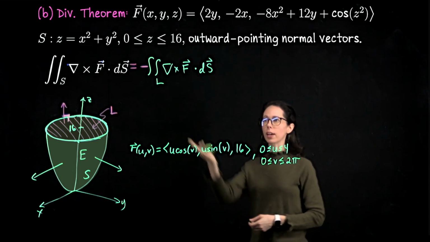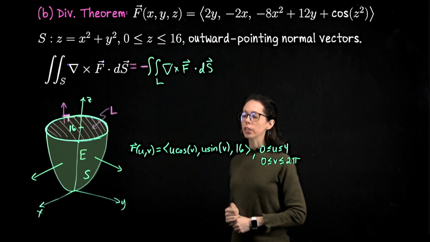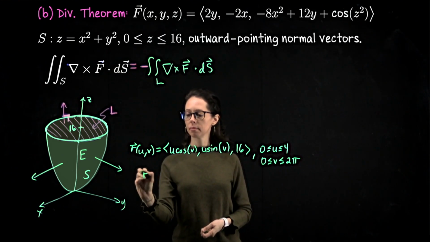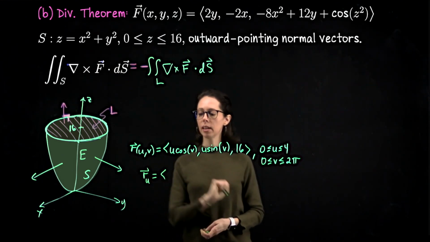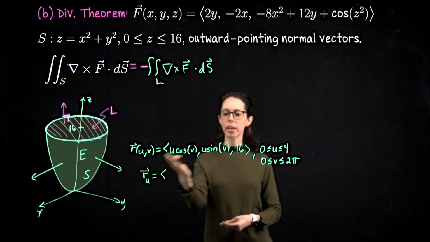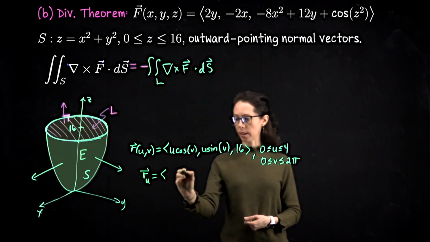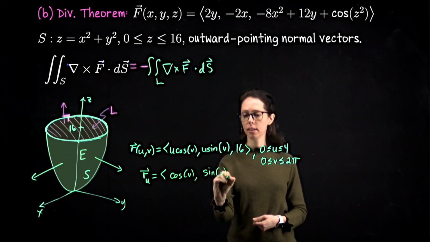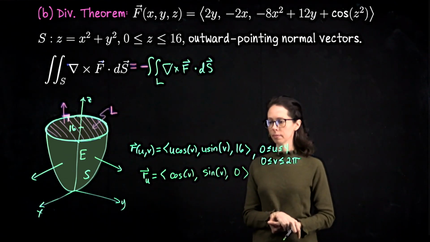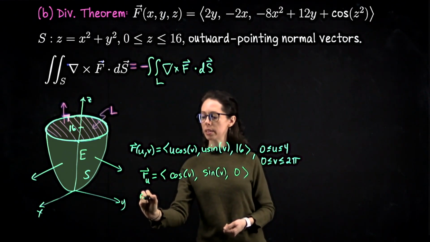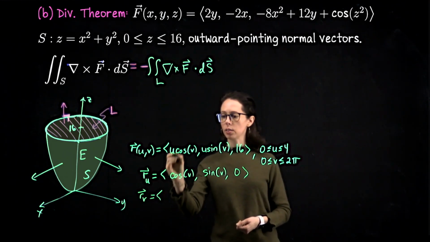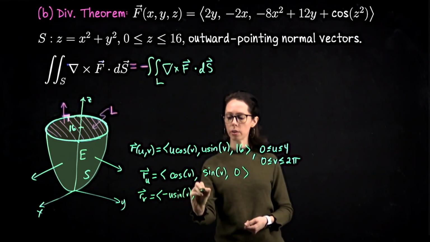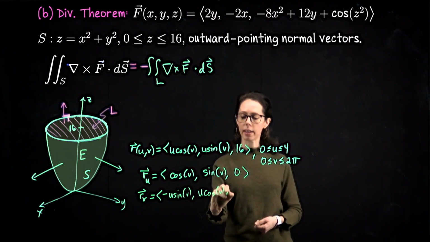In order to do this vector surface integral, we now need to create the vectors I call r sub u and r sub v, and then cross them. Okay, r sub u is going to mean differentiate each component with respect to u. So that's going to be cosine of v, sine of v, and 0. R sub v is the same idea, but we differentiate with respect to v. So that's negative u sine of v, u cosine of v, and again 0.